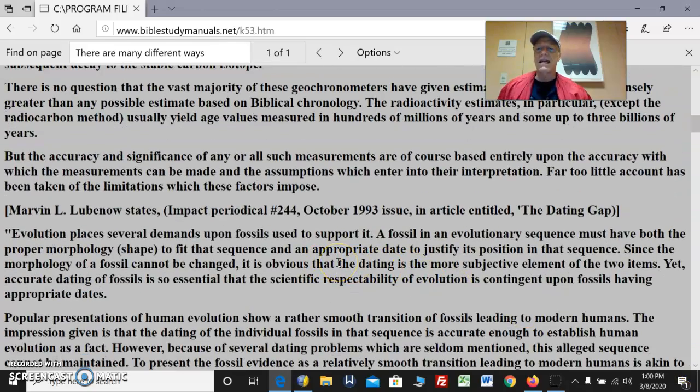But the accuracy and significance of any or all such measurements are, of course, based entirely upon the accuracy with which the measurements can be made and the assumptions which enter into their interpretation. The givens, the control. Far too little account has been taken of the limitations which these factors impose.